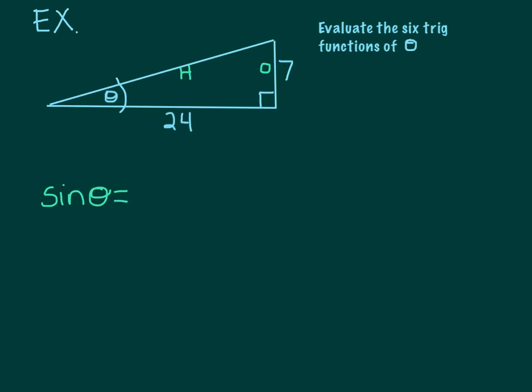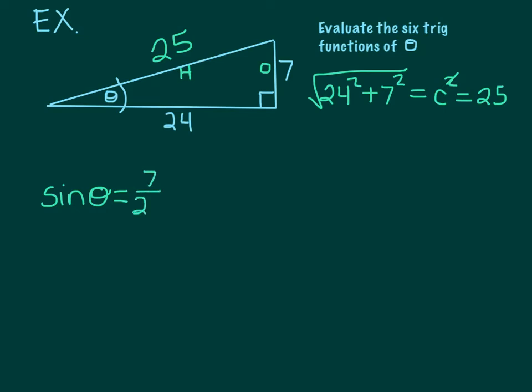And you guys hopefully all know that whenever we have a right triangle, all we have to do is go a squared plus b squared equals c squared. And 24 squared plus 7 squared, if you took the square root of that, you'd get 25. So we now know that this is 25. So our sine, o over h, is going to be 7 over 25. And if it is a fraction that you can reduce, then you need to do that.